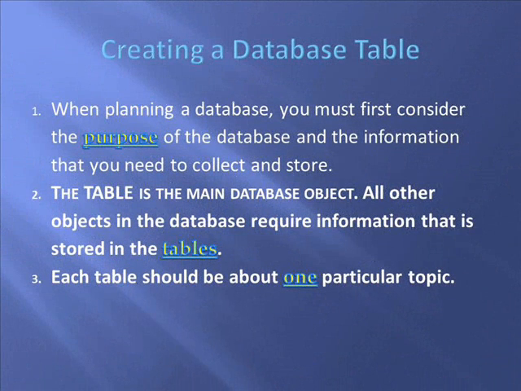When planning a database, you must first consider the purpose of the database and the information that you need to collect and store. The table is the main database object. All other objects depend on that table. So your database table structure, making sure you're gathering all of the information you need to gather, is very important to your database design. To make it simple for those using the database, each table should be about one particular topic.